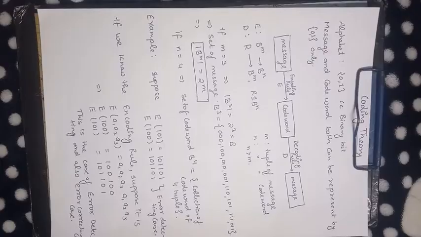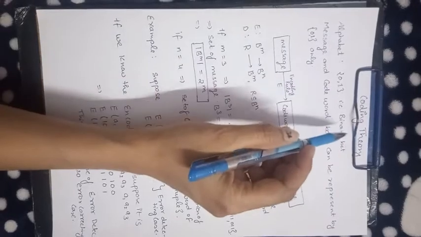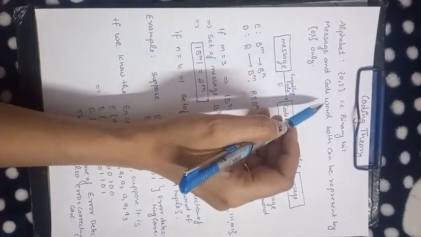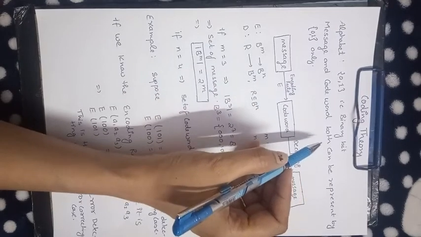Before we start, you should know some basic definitions of coding theory, like what is alphabet, what is code, what is message, and what is code word. The alphabet in coding theory can be represented by 0 and 1 only, and message and code word can also both be represented by 0 and 1 only.